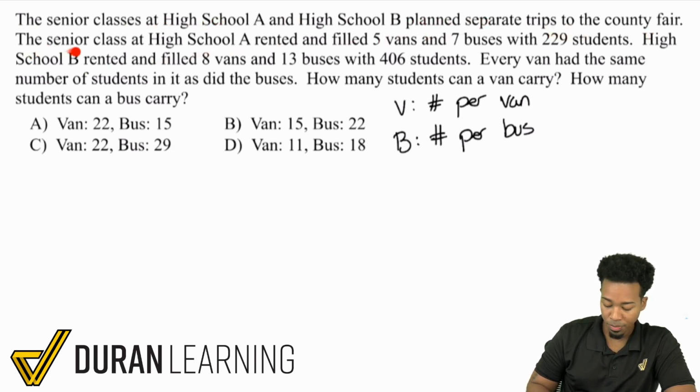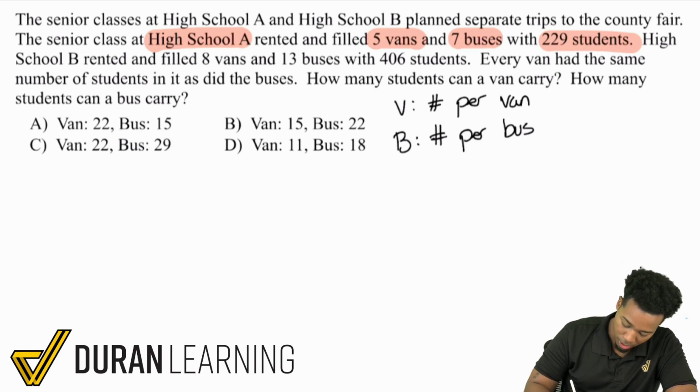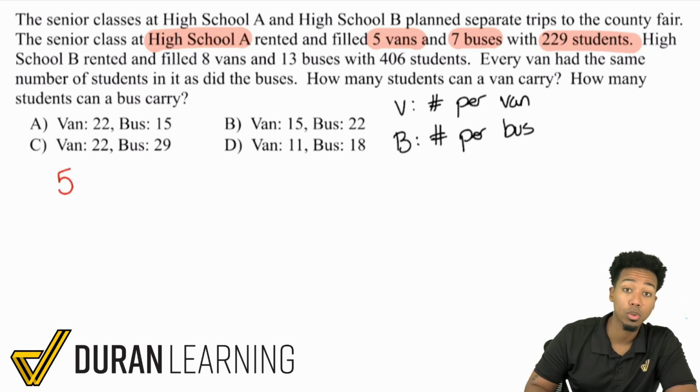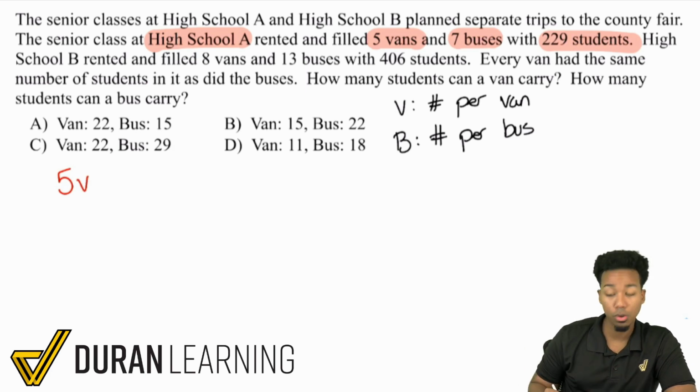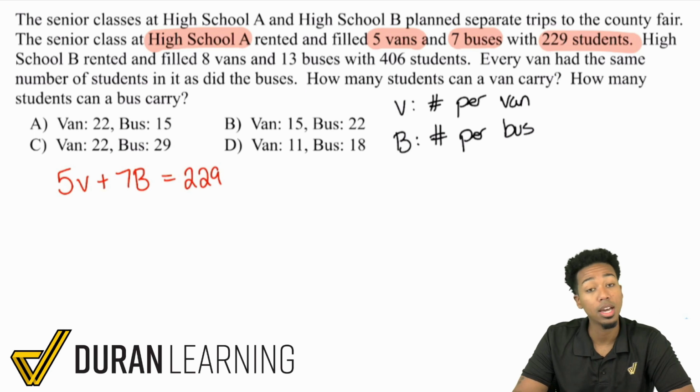Okay, here we go. The senior classes at high school A and high school B planned separate trips to the county fair. The senior class at school A filled 5 vans and 7 buses with 229 students. So right there, I'm going to take that into account. High school A: 5 vans, 7 buses, 229 students. That means the total number of students in vans is 5 times V, and the total number of students in buses is 7 times B. And the total students overall is 229.